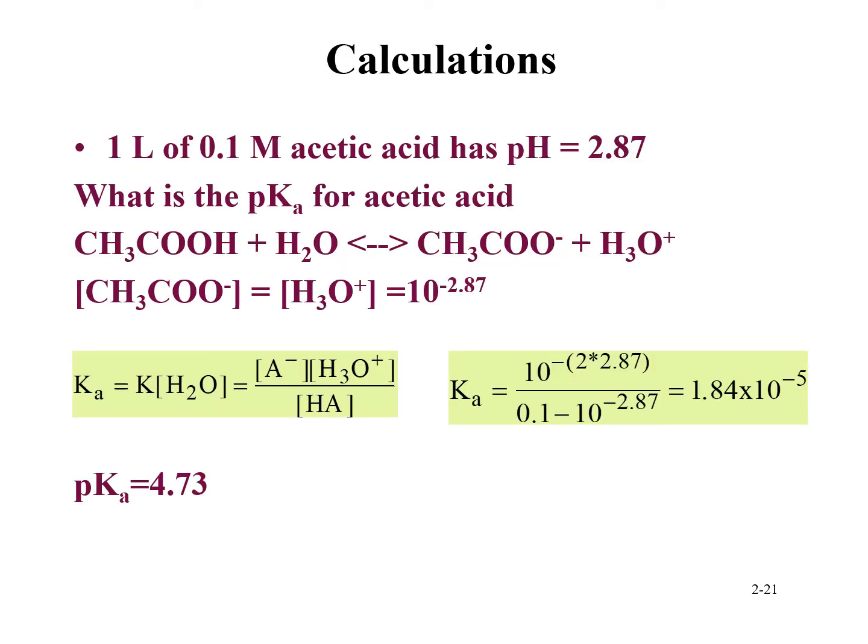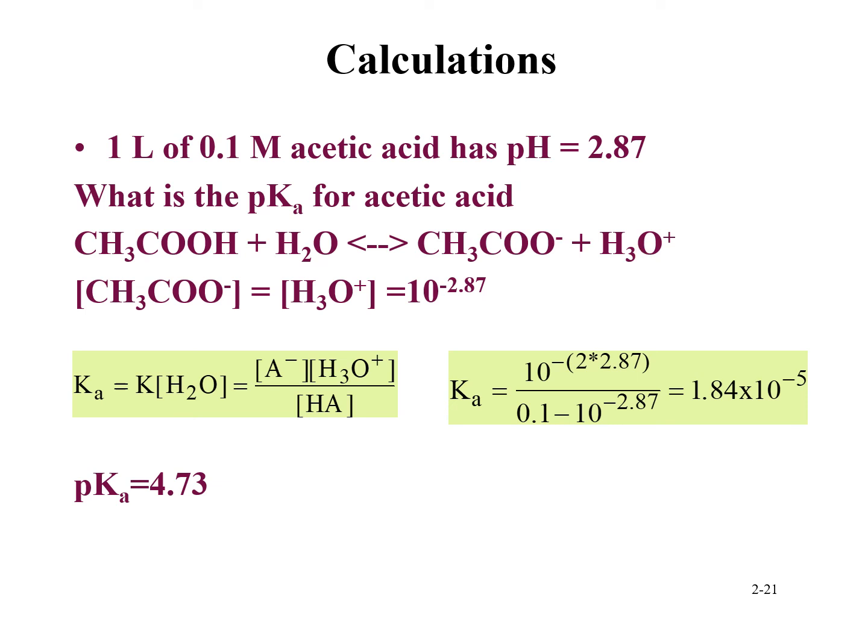One can use this as a calculation to determine a pKa. For example, a liter of 0.1 molar acetic acid has a pH that's listed here of 2.87. What's the pKa for the acetic acid? Well, here's the protonated acetic acid plus water goes to the deprotonated acetate plus the hydronium.